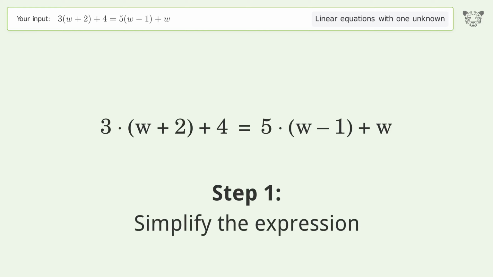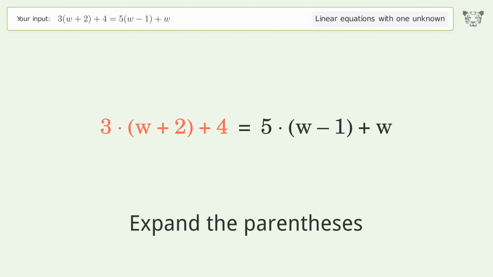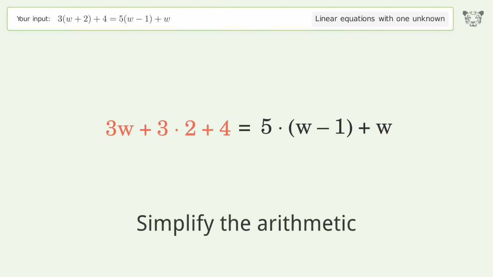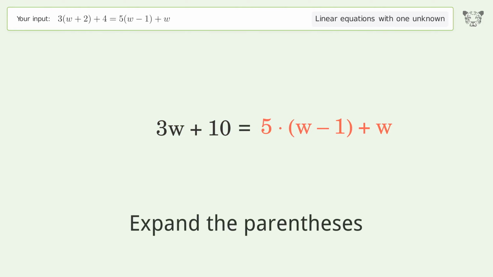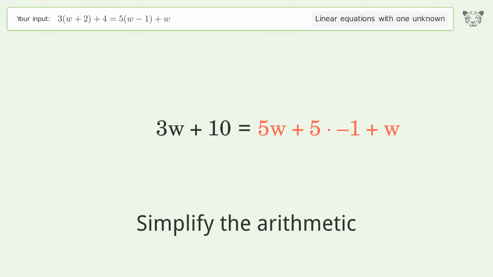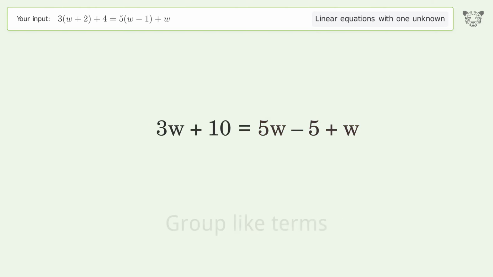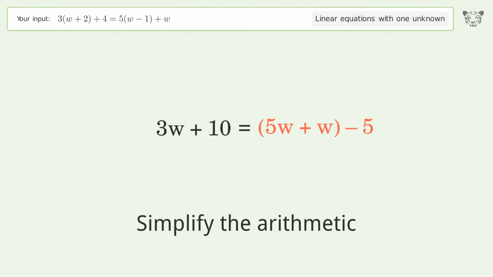Simplify the expression. Expand the parentheses. Simplify the arithmetic. Expand the parentheses. Simplify the arithmetic. Group like terms. Simplify the arithmetic.